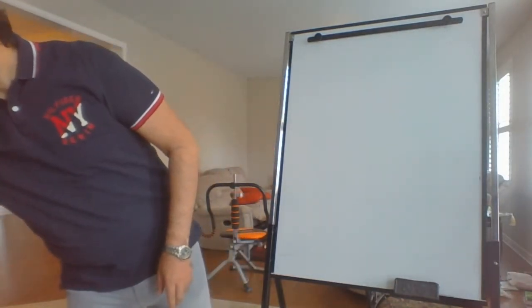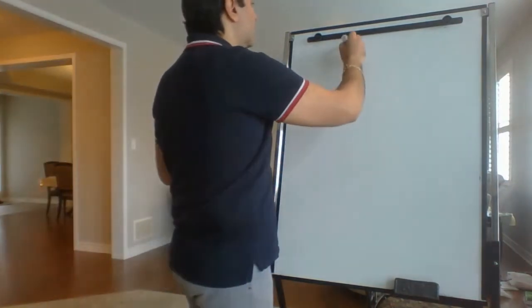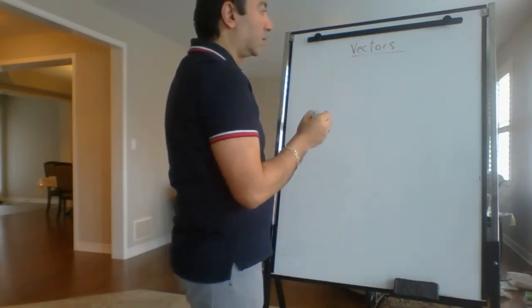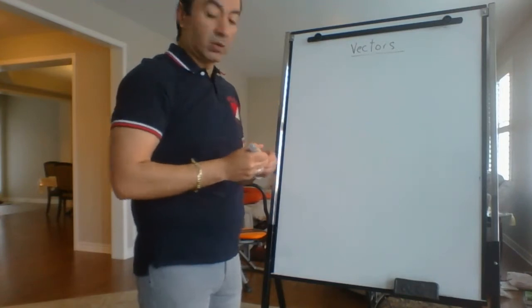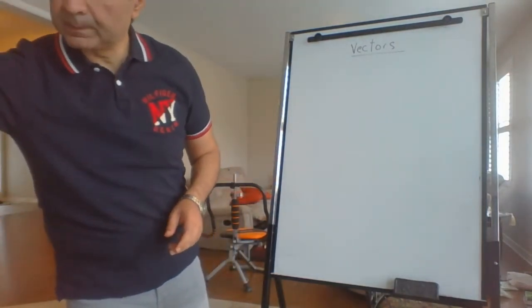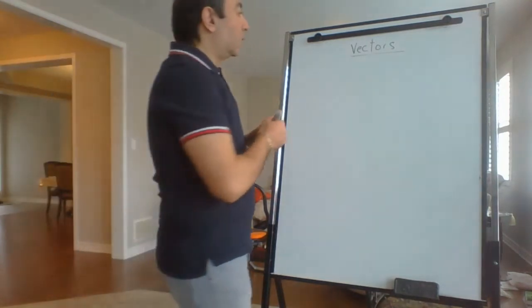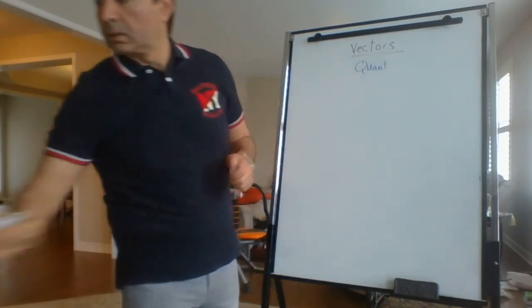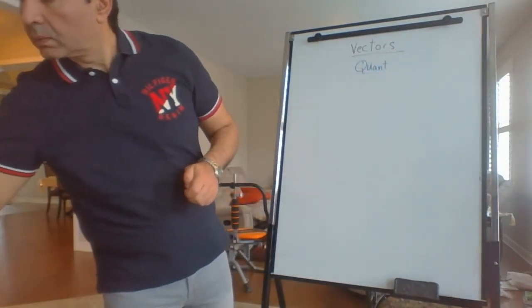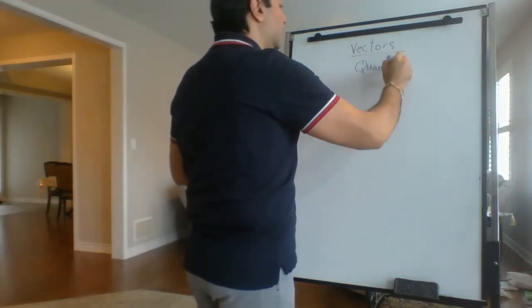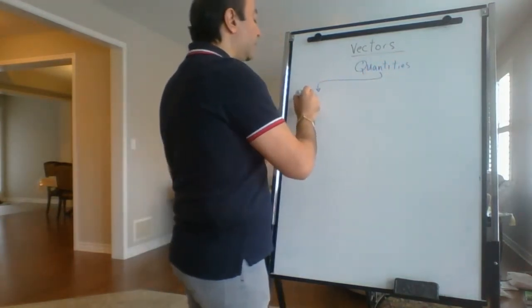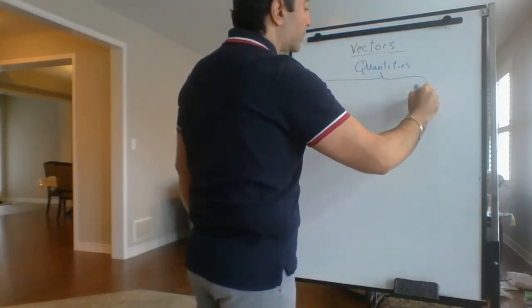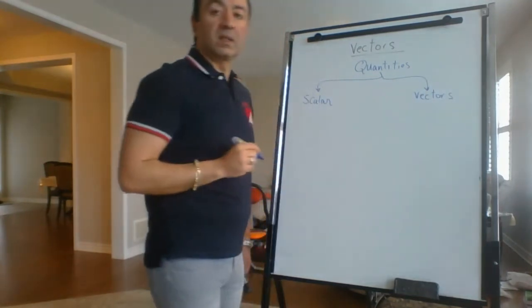Vectors. The first thing I want to tell you is that there are two types of quantities. Quantities are either scalar or vectors. What is the difference?